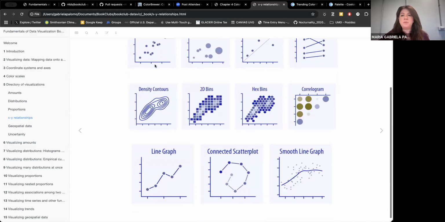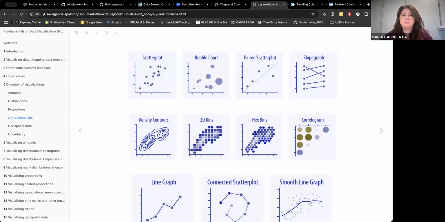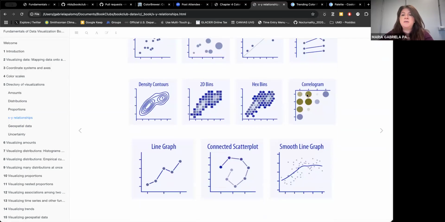So the author recommends that when that happens, you go to density contours, 2D bins or hex bins. The hex bins is essentially a 2D bin too, just represented with hexagons. So you're creating, with colors, a way of showing the density of points. I think that helps a little bit to clean those scatter plots that look too cluttered or crowded.